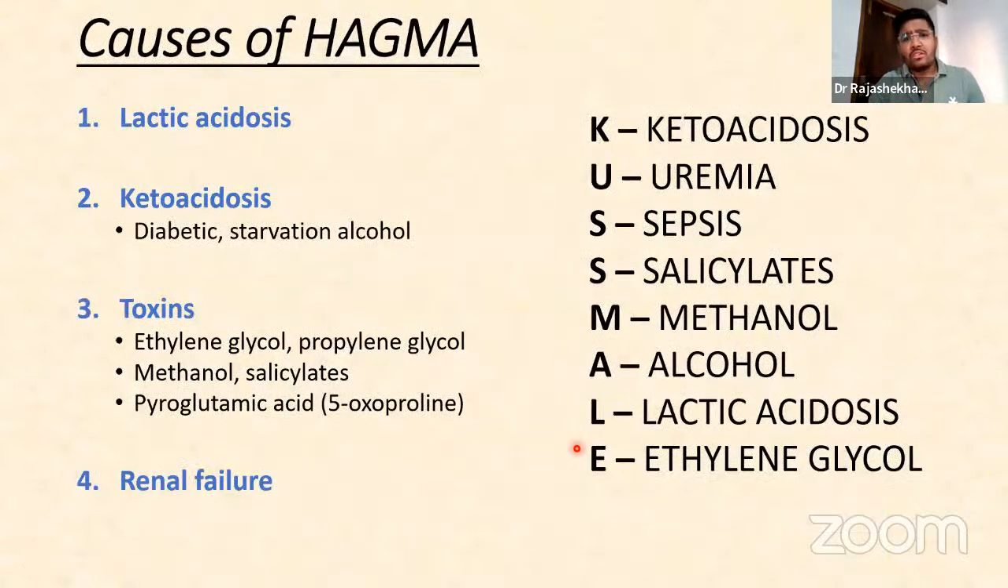Many of you are fond of mnemonics. I don't usually like remembering things like this, but KUSMALE is one you can remember for the causes of high anion gap metabolic acidosis, and it is also the standard mnemonic. K for ketoacidosis, U for uremia, S for sepsis and salicylates, M for methanol, A for alcohol, L for lactic acidosis, E for ethylene glycol. I think this mnemonic also appeared in a Lancet article. So this is a standard mnemonic, KUSMALE, you can remember this.